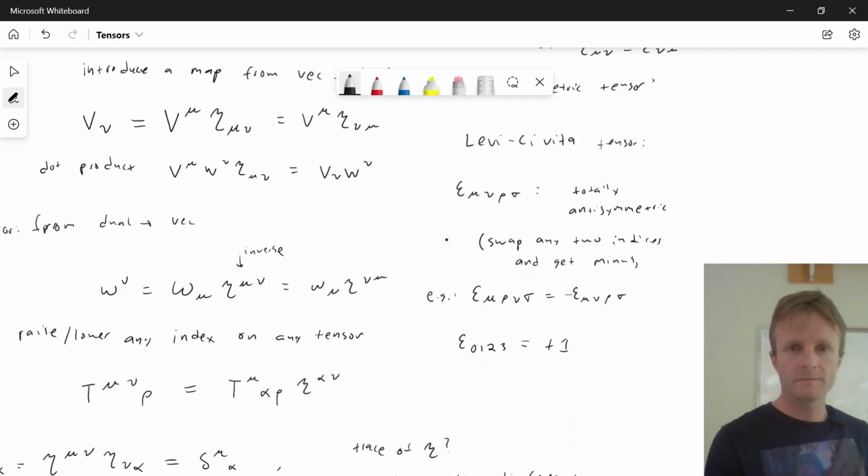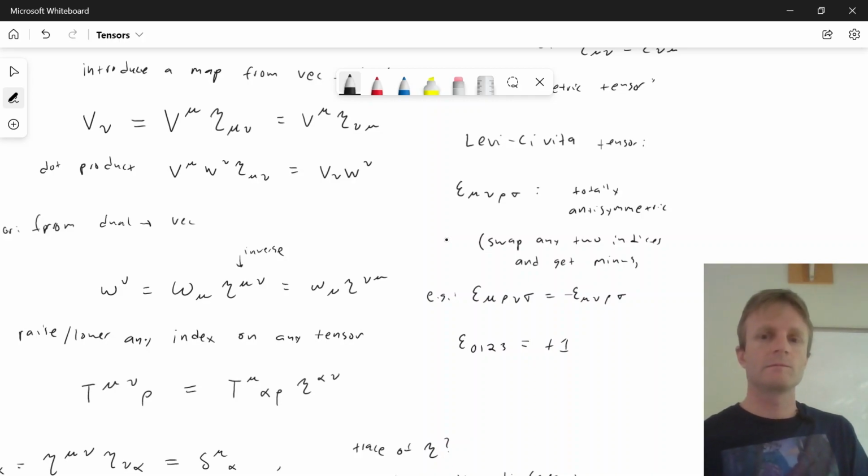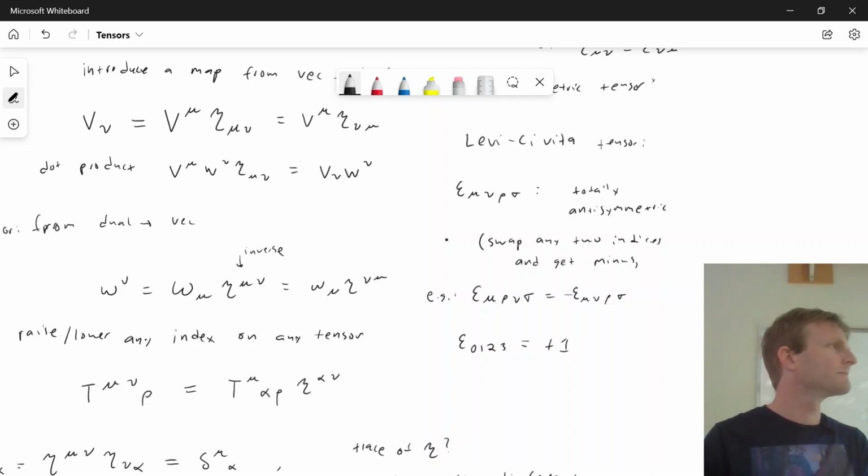Is it really the case that if you swap any 2 indices, you get a minus sign? Because usually we say permutation. You could define it that way. You could give it +1 for an even permutation, -1 for an odd permutation. But when you swap 2 indices, you swap from an even to an odd permutation.